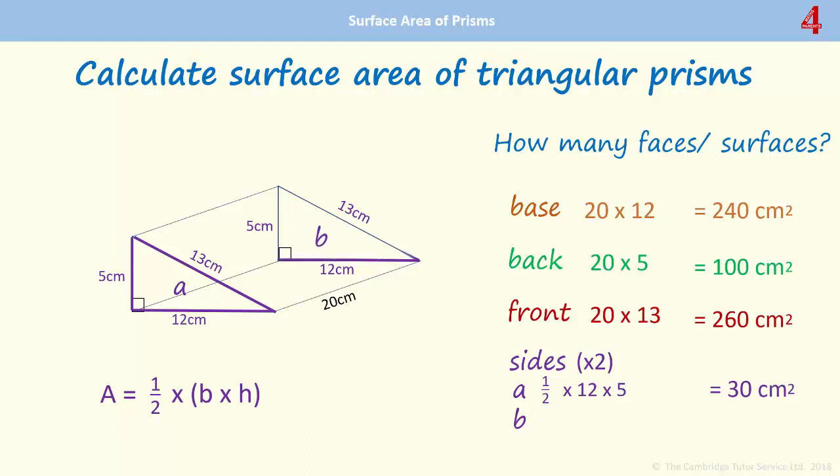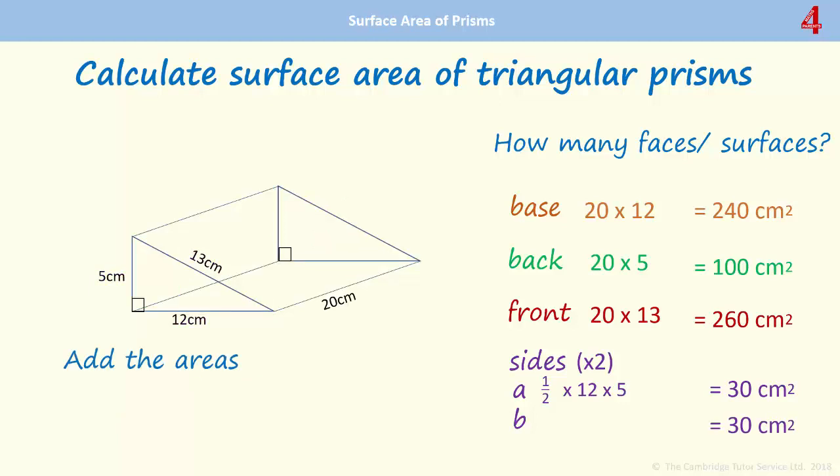And of course, we have two. So there's another one at 30 centimetres squared. And now we just add those areas together. The total surface area of this triangular prism is 660 centimetres squared.